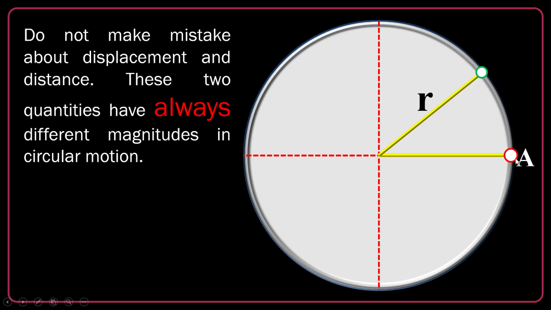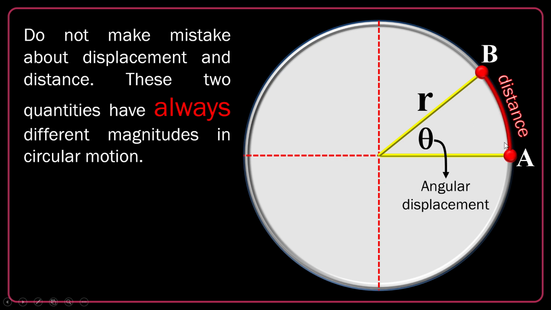Here again I start from A, I go to B on the circle, and here I have the angular displacement. But what do I mean by distance traveled? Distance traveled by definition is the arc length, the length of the trajectory from A to B. So this is the distance.